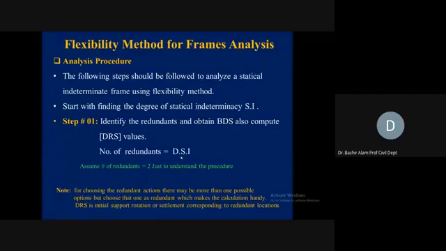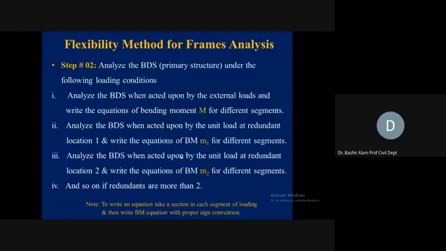Note, for choosing the redundant actions, there may be more than one possible option, but choose the one as redundant which makes the calculations handy. DRS is the initial support, rotation, and settlement corresponding to the redundant locations. So these parameters and these things are the same as we did in the case of beams.